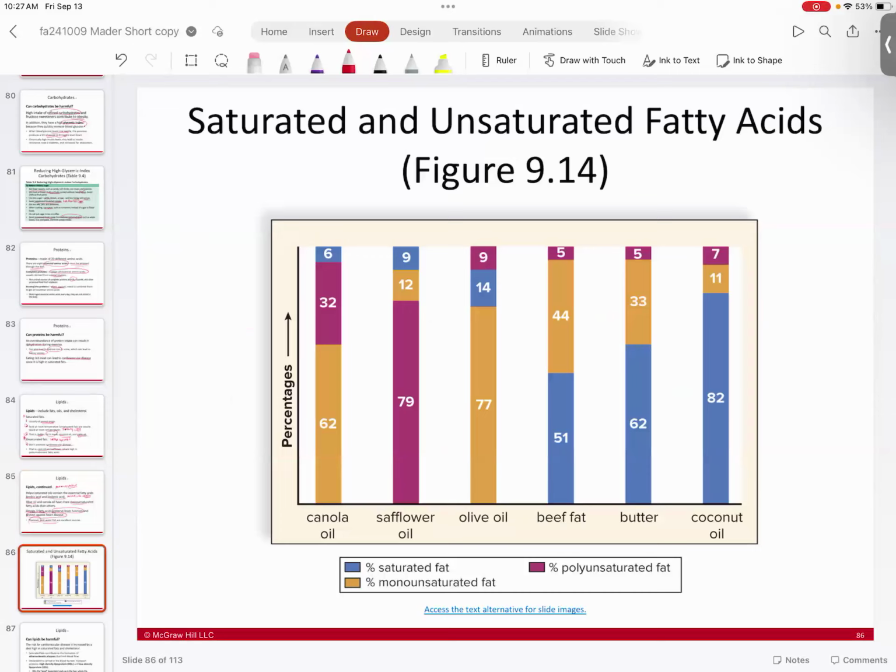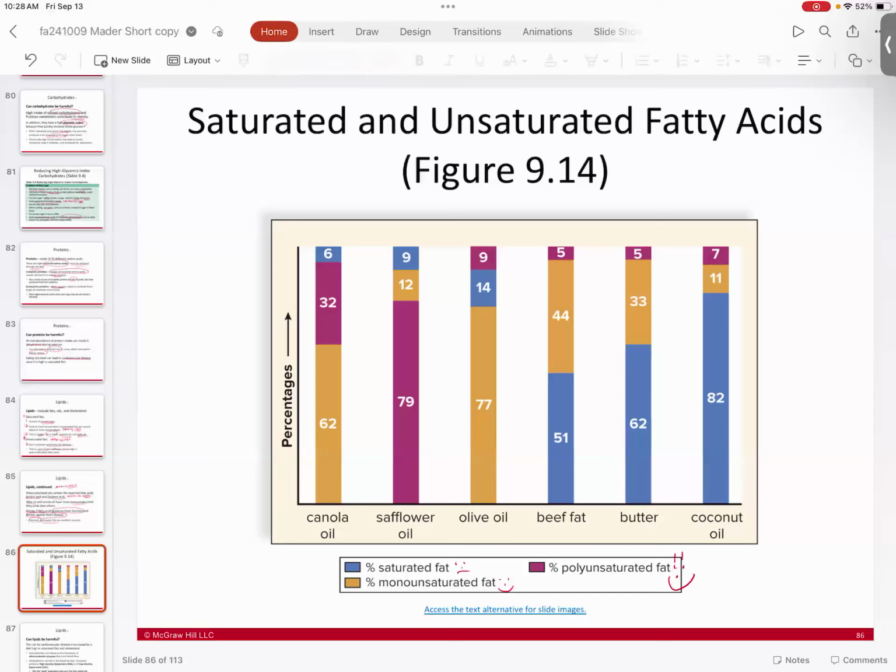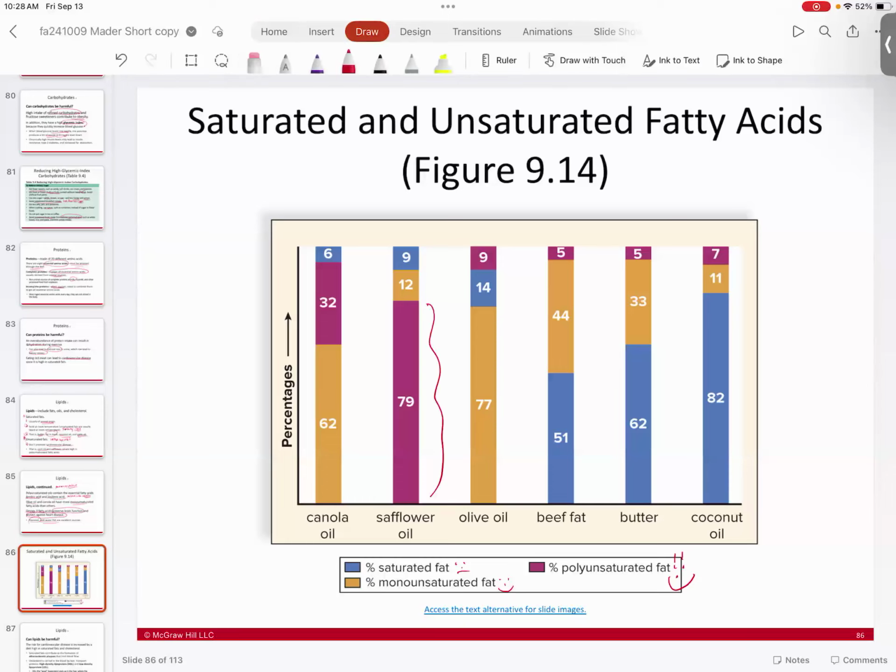So here we have a graph of the percent of saturated fat, which is typically the one that is the least healthy for us. You have monounsaturated fat, which is better. And then you have polyunsaturated fat, which is really good. And that's really what you want. So for instance, if you were going to cook, here you can see canola oil is going to be 62% monounsaturated, 32% poly, and 6% saturated. Safflower oil, however, has almost 80% polyunsaturated fat. So this is the one to use. That's going to be the healthiest of these oils.